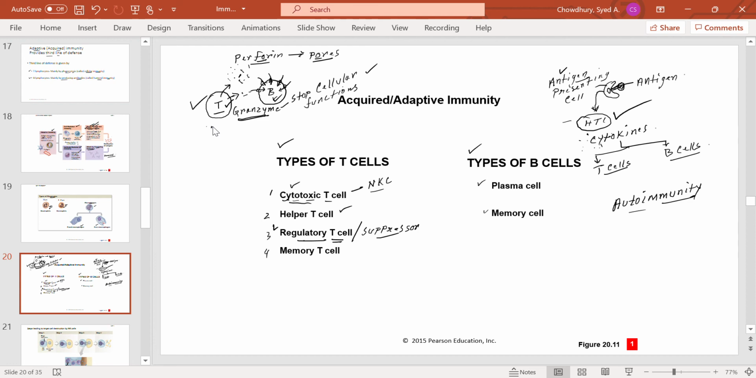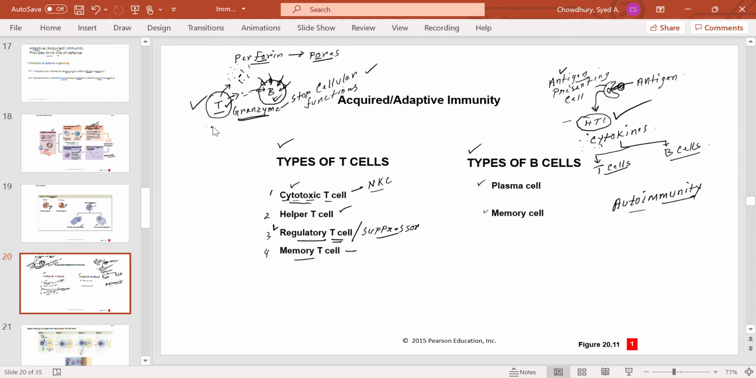There are many autoimmune diseases. One good example could be rheumatoid arthritis. The healthy tissue in your joints is affected by the immune system. So that causes inflammation in the joints.